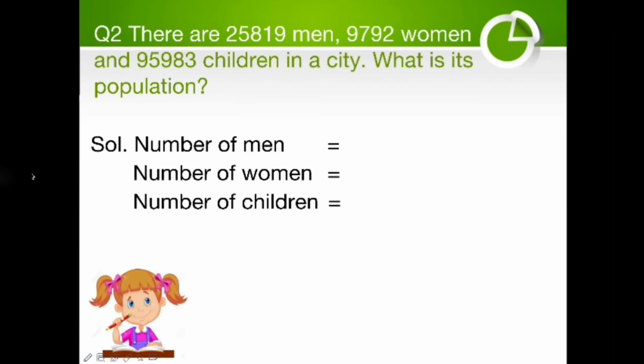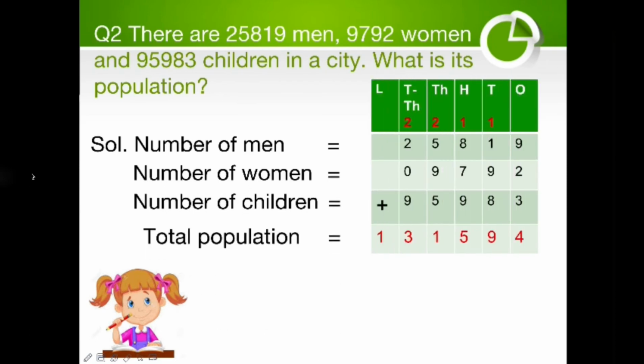Now, we will frame the statement. Number of men 25,819, number of women 9,792, number of children 95,983. For finding total population, we have to add these three numerals and we will get 1,31,594 people in that city.